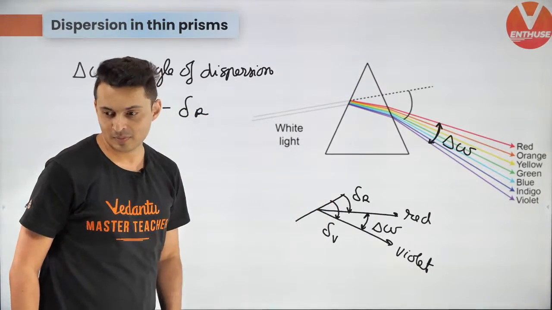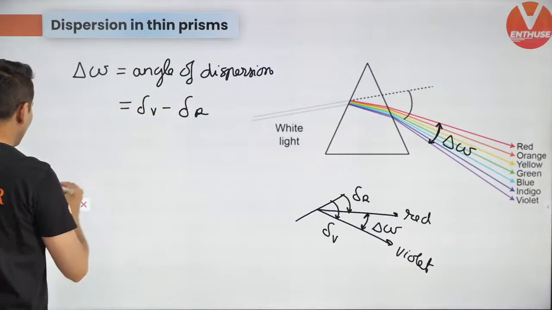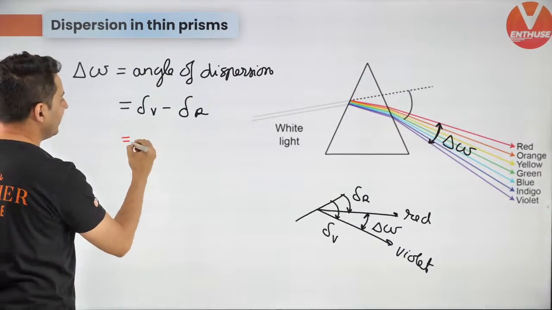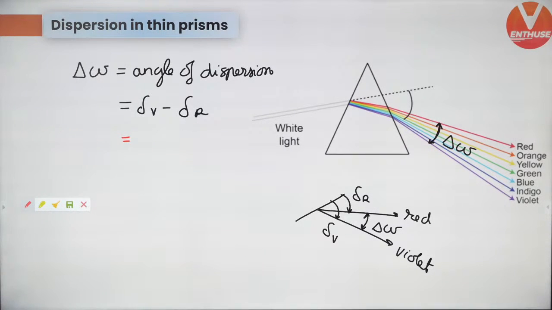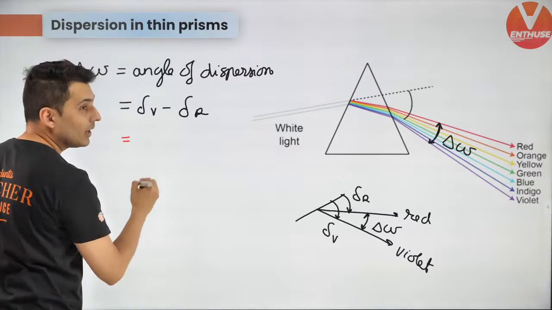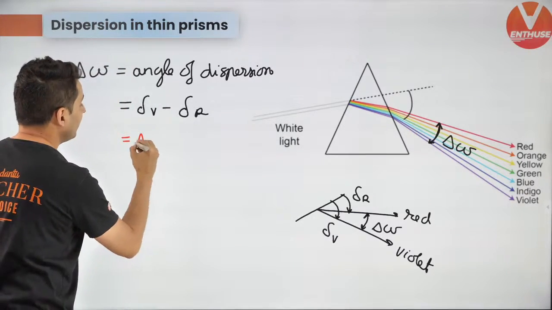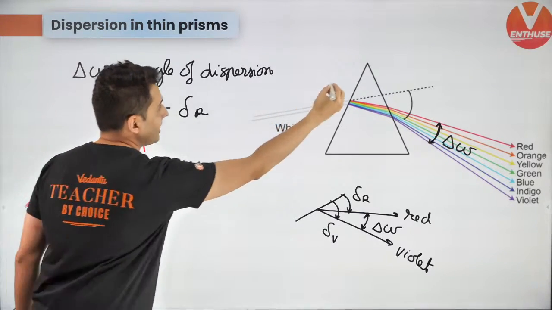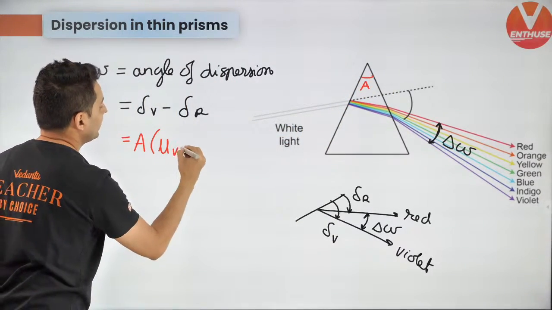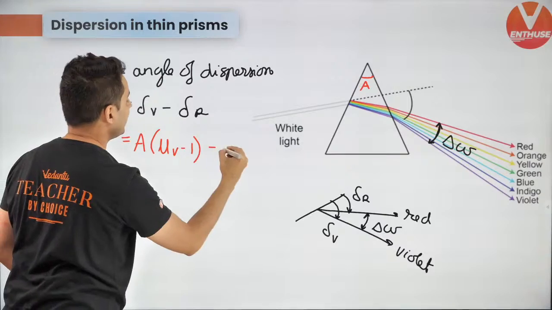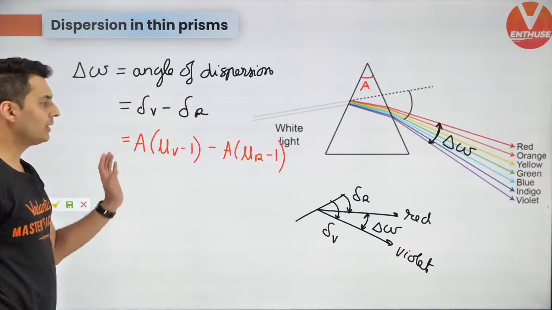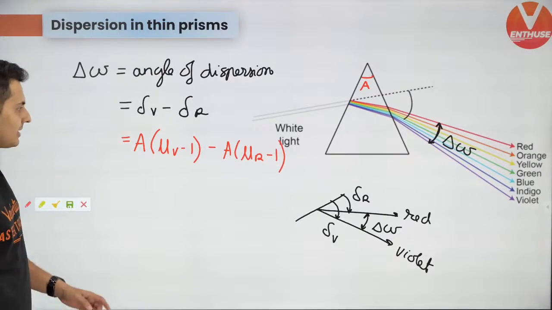That's about it. Now, what is the formula for delta? We just saw it. Come on guys, what is delta? Think about it. What was it? A was common, right? Angle of prism, that A which was there, into mu of violet minus 1, and this will be A into mu of red minus 1. I hope this is clear.